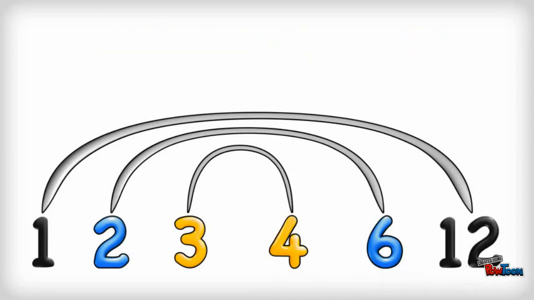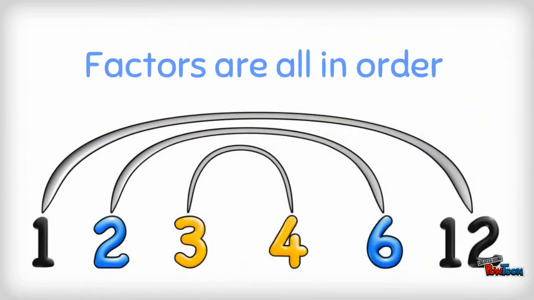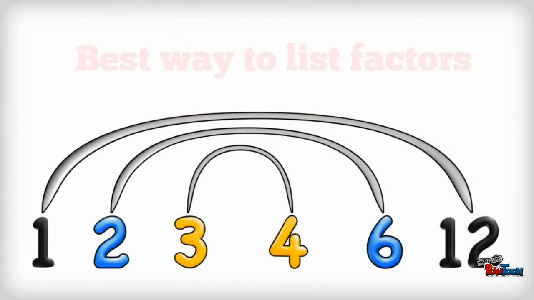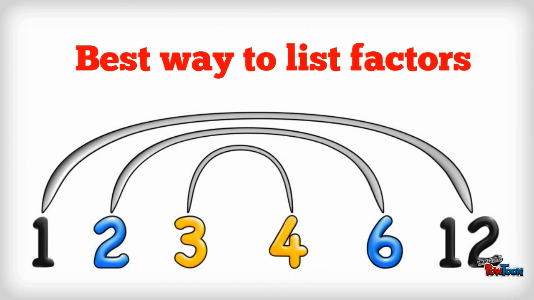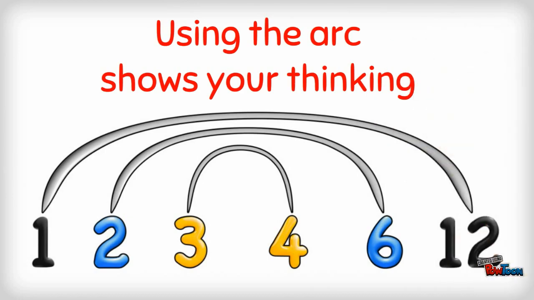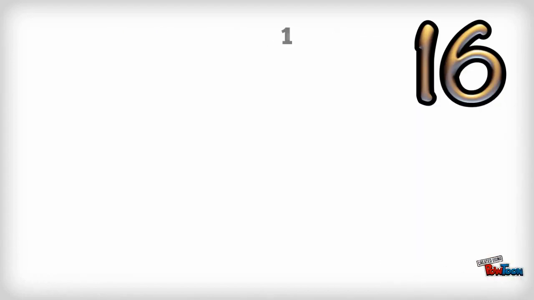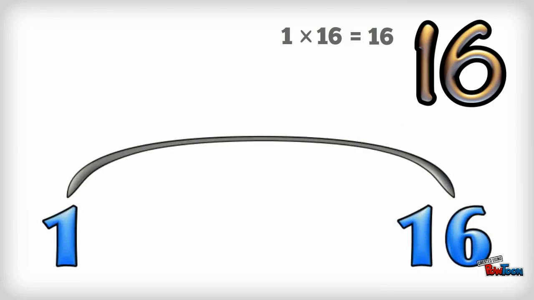Notice that because we worked from the outside in, the factors are in order. This is the clearest way of showing all the factors of a number, and using the arc for each factor pair shows your thinking. We'll do one more example. We'll find the factors of 16. Start with 1 and the number itself. 1 and 16, use the arc.